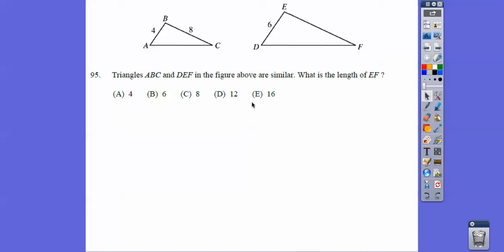All right, let's try this one and we'll stop right here. So these triangles in the figure are similar. That means this side over the corresponding side equals this side over the corresponding side. That's what we're looking for. So let that be x and cross multiply and solve.